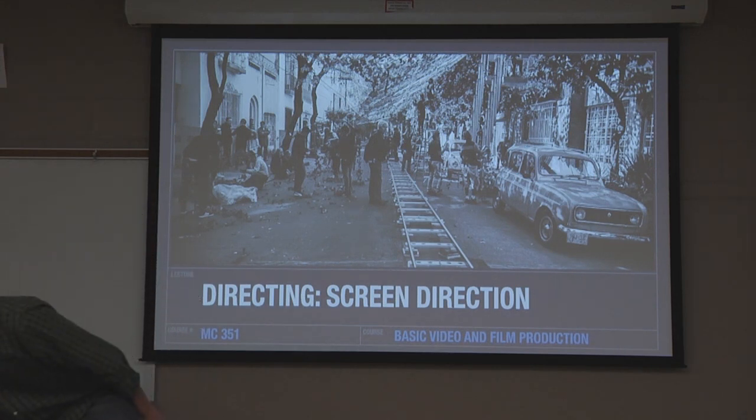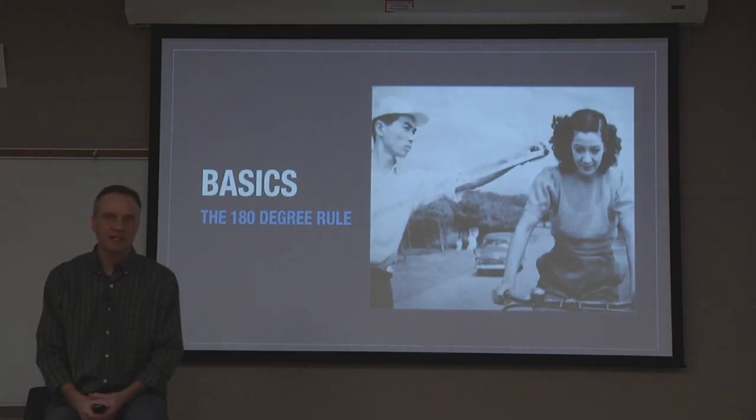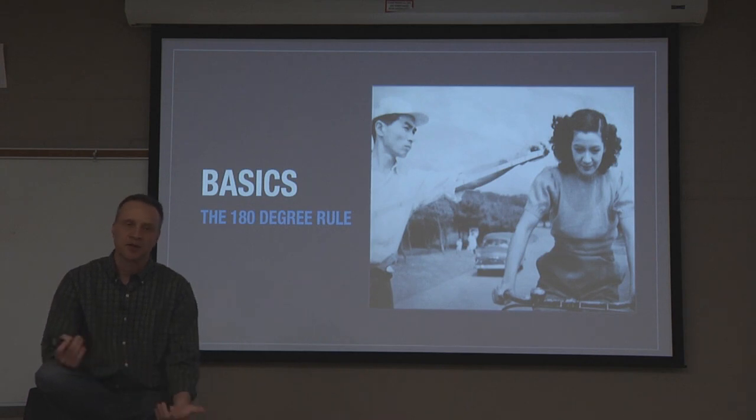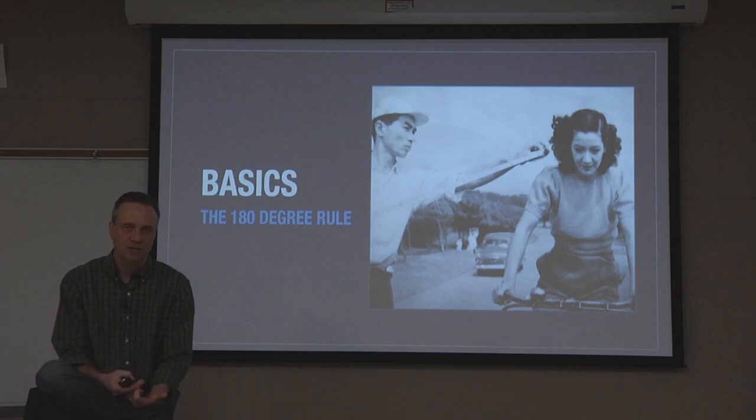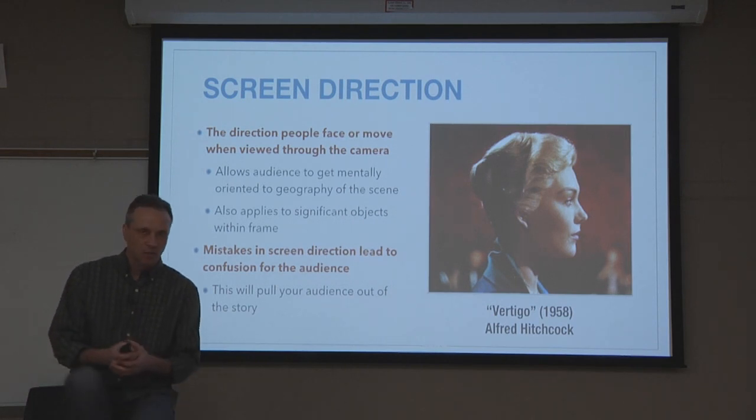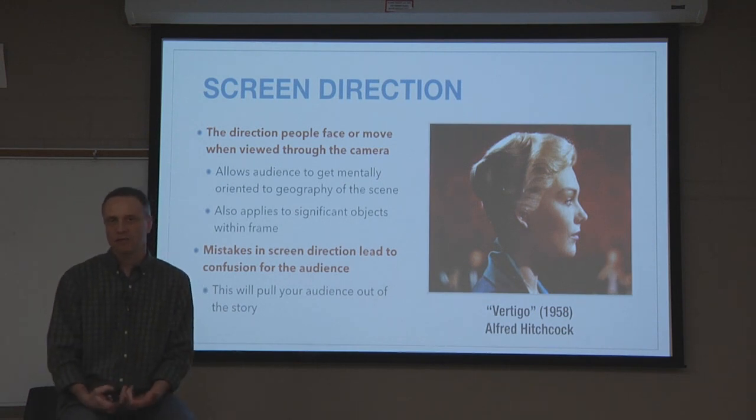The main thing we want to look at with screen direction is this idea of the 180-degree rule. That's the thing that kind of determines where the camera should be for a given scene. So let's kind of dig into what this is all about. First, just screen direction in general. It's the way that people move and look and face within a scene.